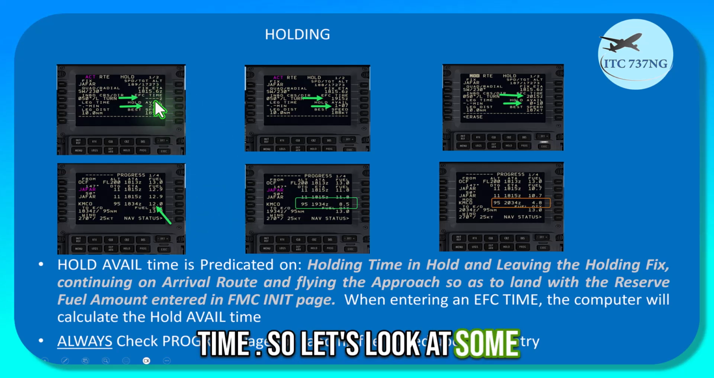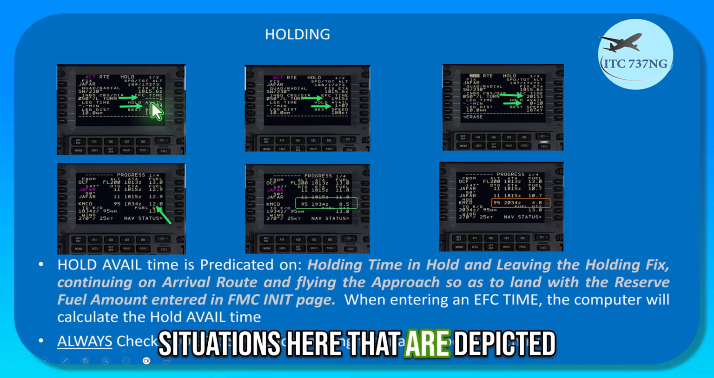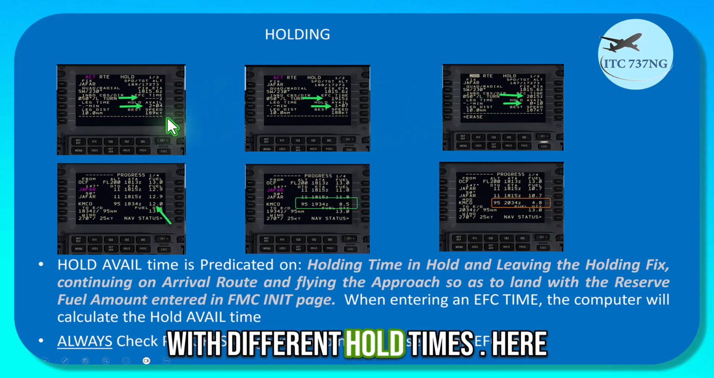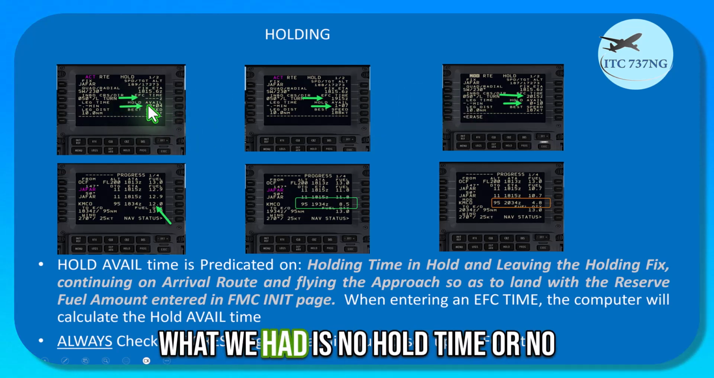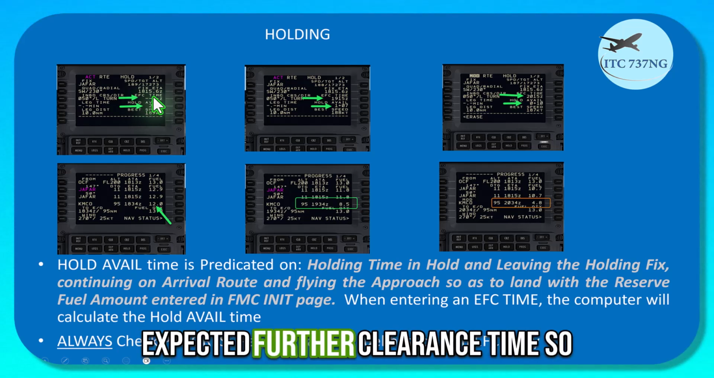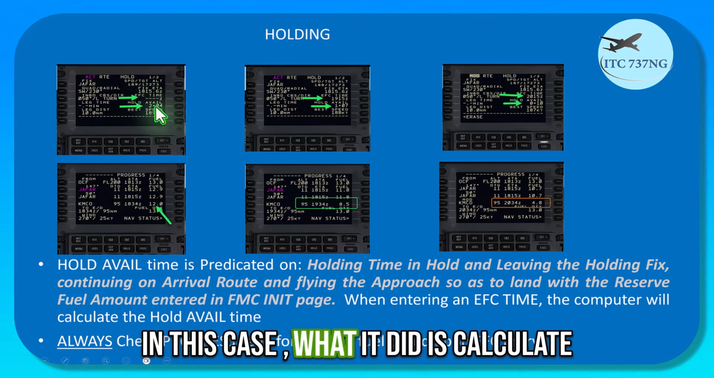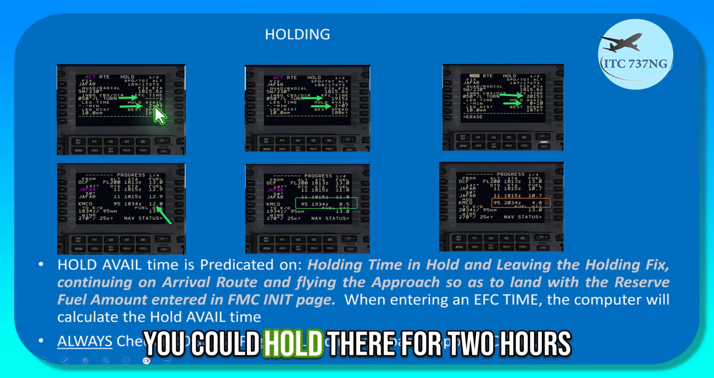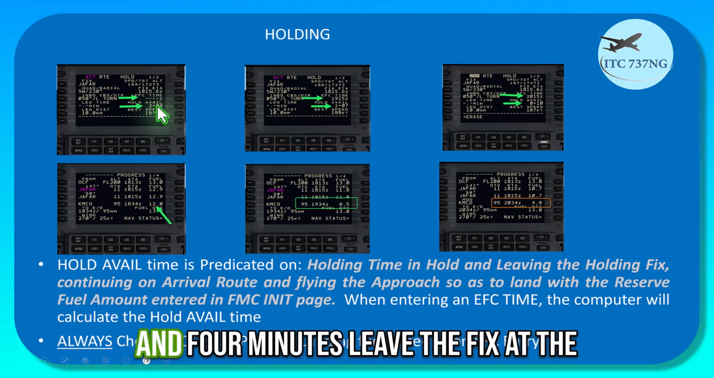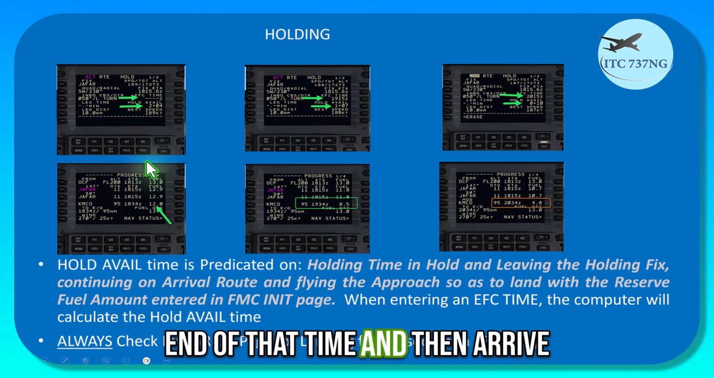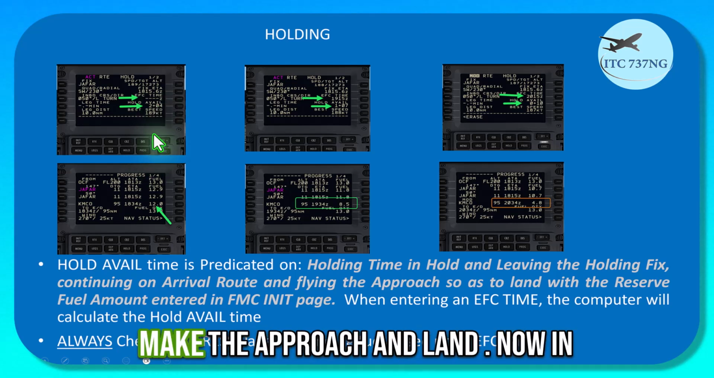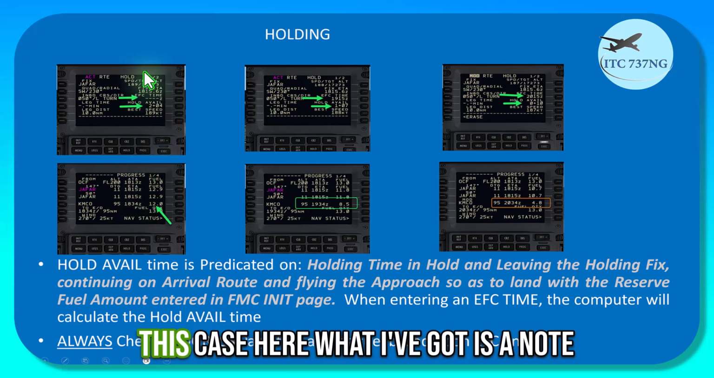So let's look at some situations here that are depicted with different hold times. Here, what we had is no hold time or no expected further clearance time. So in this case, what it did is calculate, you could hold there for 2 hours and 4 minutes, leave the fix at the end of that time, and then arrive with 5,000 pounds after you make the approach and land. Now, in this case here, what I've got is a note here.